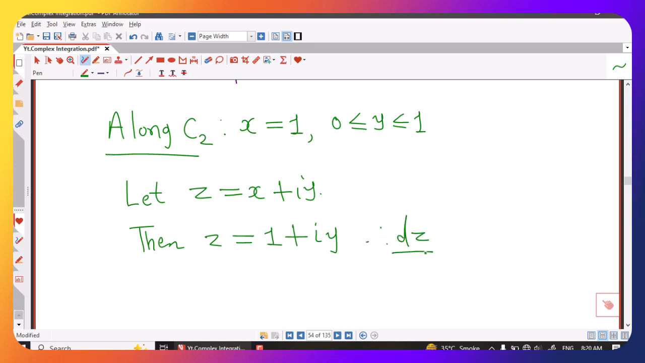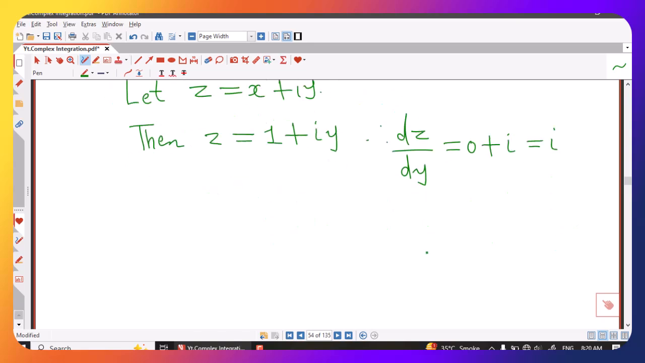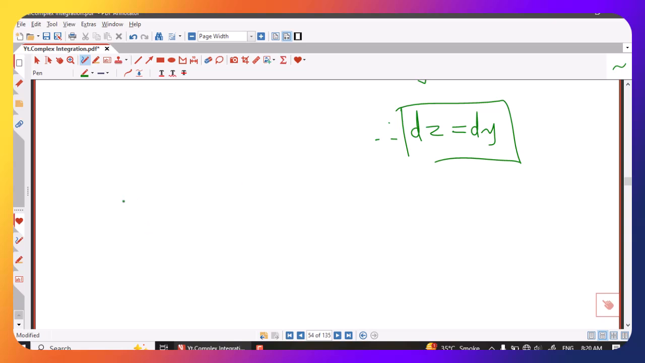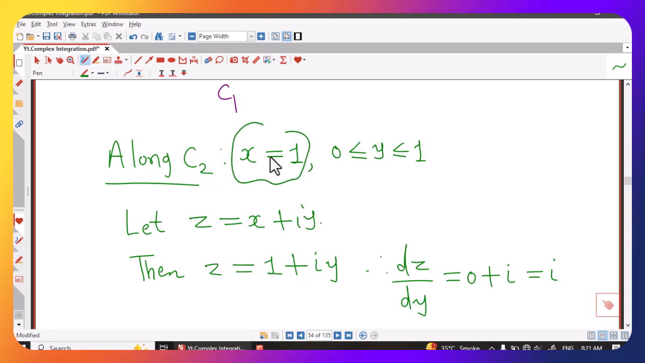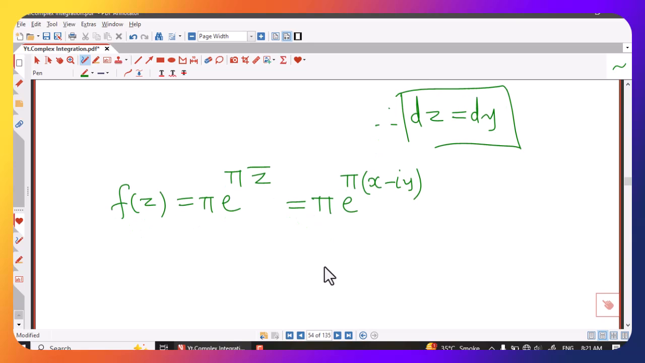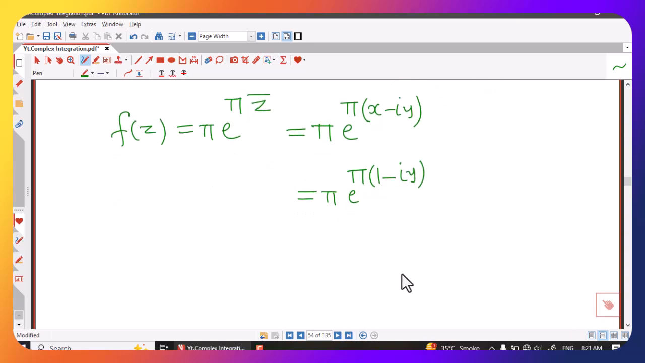Therefore we can write the derivative of z with respect to y, that is 0 plus i, and this becomes i. Therefore dz becomes i dy. We will replace dz by i dy, and f of z is pi into e raised to pi into z bar, and if we take z equal to x plus iy, we have pi into e raised to pi, conjugate of x plus iy is x minus iy, and along C2 we have to write x equal to 1. So here we put x equal to 1, and we have e raised to pi into 1 minus iy.